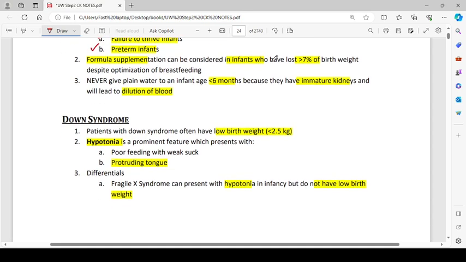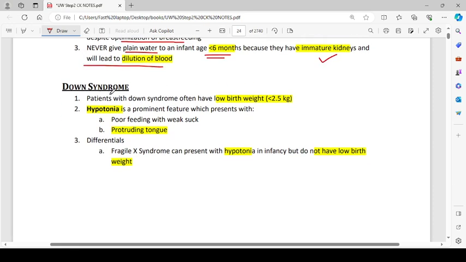Formula supplementation can be considered in infants who have lost more than 7% of birth weight. We know that children lose about 7% of birth weight by the 5th day. But if they are losing more than that, then we can use formula supplementation despite optimization of breastfeeding. Never give plain water to an infant aged less than 6 months because they have immature kidneys and that will lead to dilution of blood.